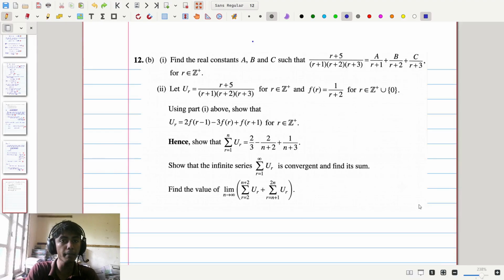2026 A-Level Combined Mathematics Paper 1 Part B, Question number 12, Part B. Part A of the same question was discussed in a previous video, link in the top right. Part B of this question has to do with finite and infinite series.